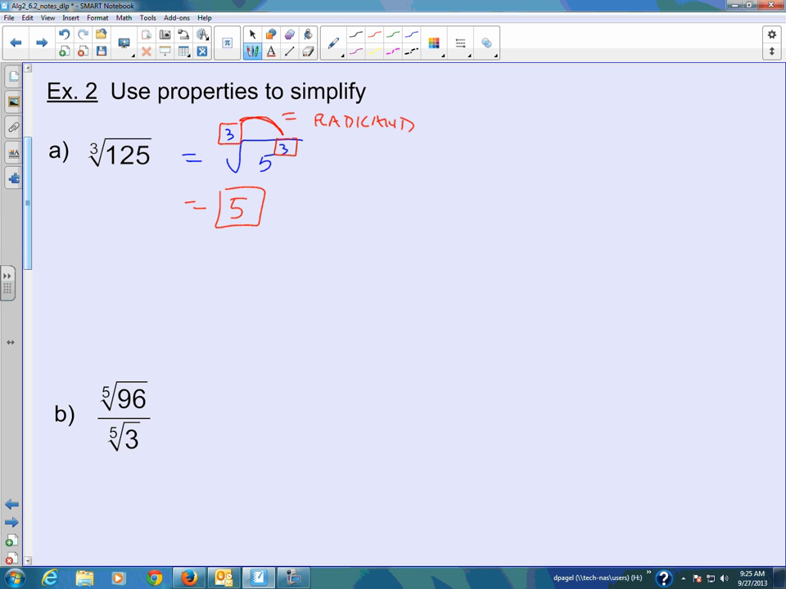Now, had you not recognized that 125 is a perfect cube, and you went ahead and started breaking it down, you said, well, I know that 25 goes into 125 5 times, and then 25 breaks down into 5 and 5. Then you have your prime factors.